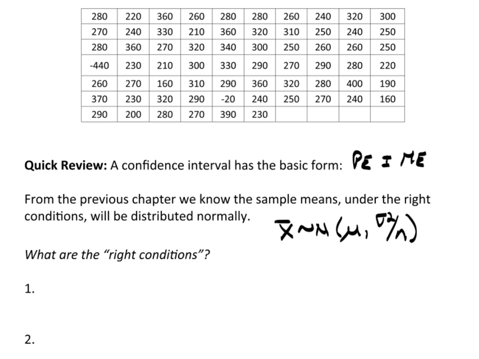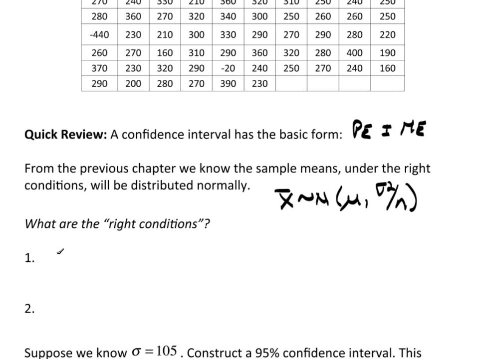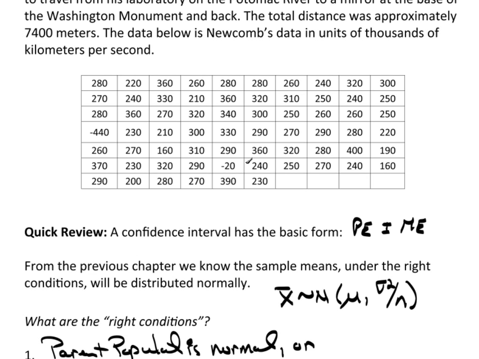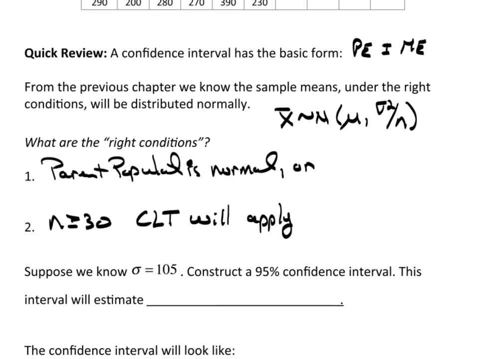But what are the right conditions? Well, there's two. Number one, if the parent population is normal. If the parent population is normal, then I know that the samples could be normal. That's not a big deal. Or n is at least 30, so the CLT, the central limit theorem, will apply. It's one or the other here. And in this case, clearly we have more than 30, so the central limit theorem would apply.